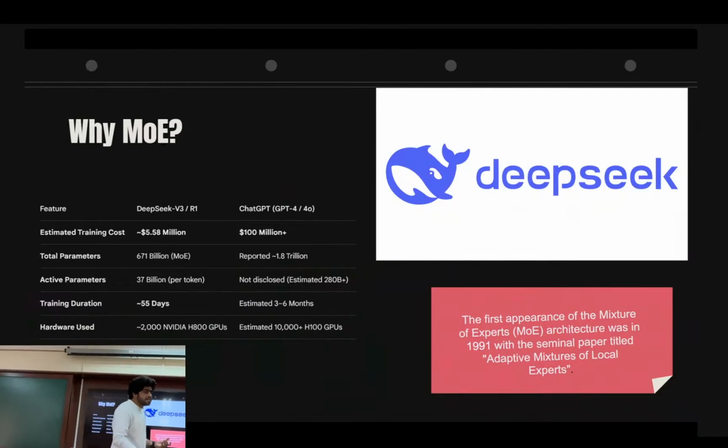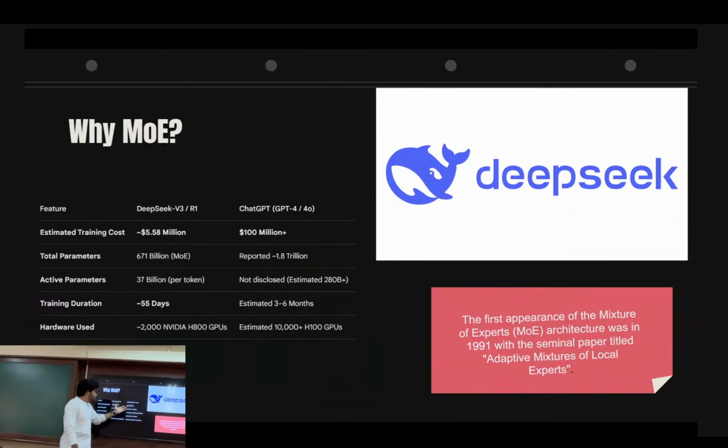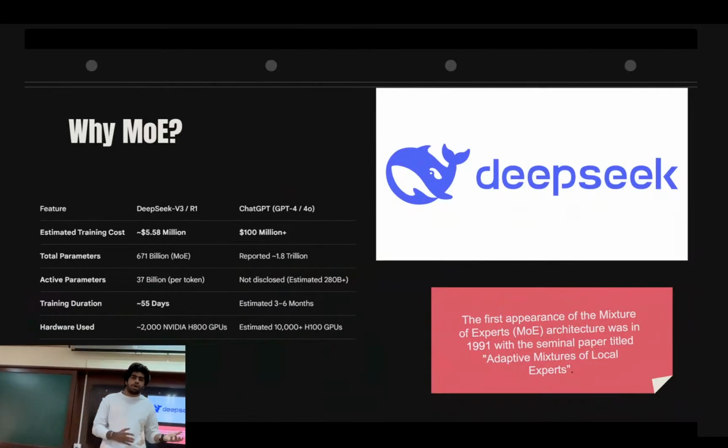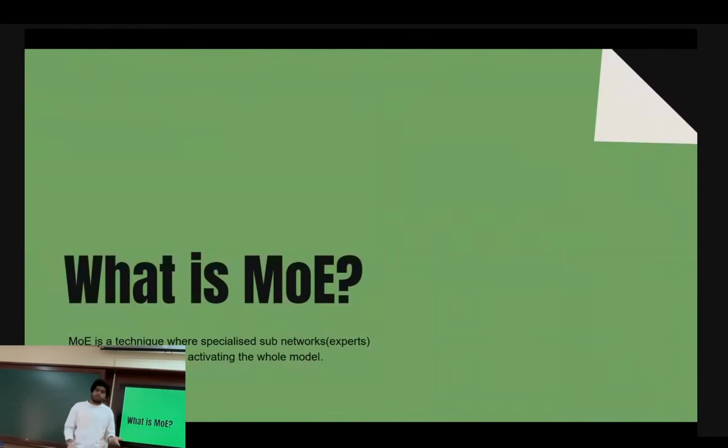Right? The reason they did this is because if you look at ChatGPT's GPT-4, it took them hundreds of millions of dollars, while DeepSeek did it for $5 million. ChatGPT took 6 months to train, they did it in 55 days. There's a major difference between this, and the reason they accomplished all of this is thanks to mixture of experts. Their entire model is based on mixture of experts. So, what is mixture of experts?